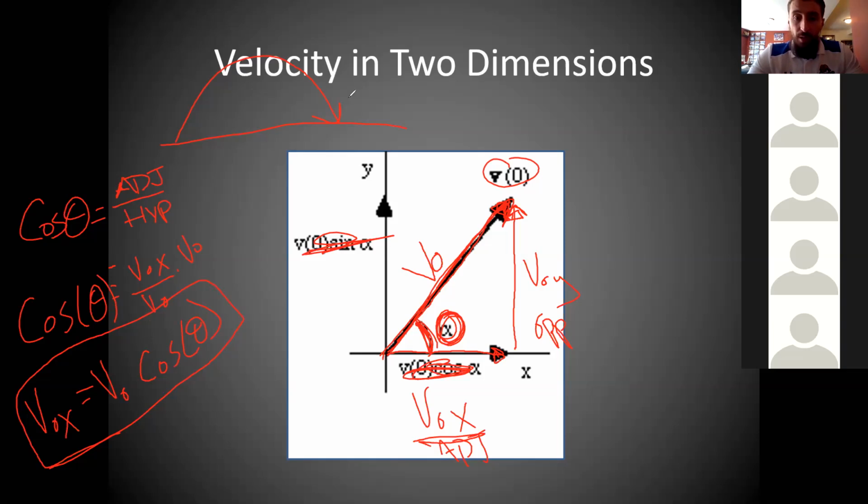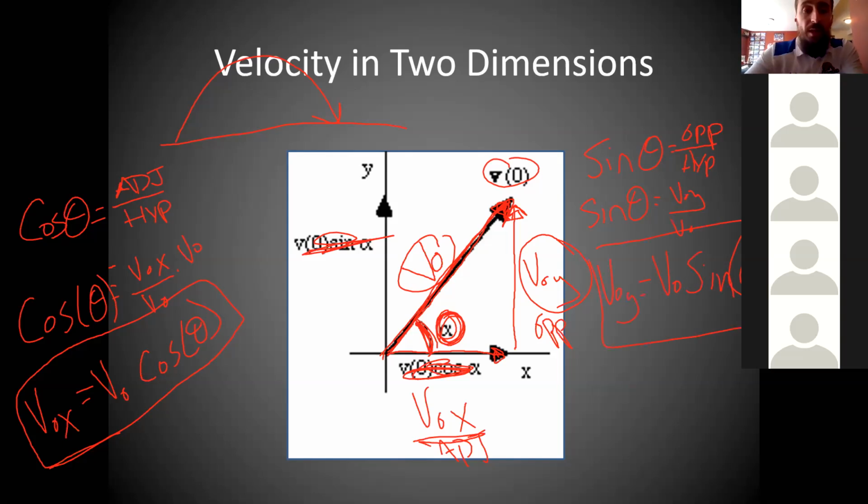Now, if I want to know velocity initial in the y, I do the same thing. I have opposite, and I know hypotenuse. So I want to use sine. Sine theta equals opposite over hypotenuse. I plug in: sine theta equals opposite, which is V0y, over hypotenuse, which is V0. So I multiply by V0, and I get V0y, velocity initial in the y direction, is V0 sine theta. This is your other one. So these are the two equations that are going to break up your initial velocity into velocity only in the y direction and only in the x direction.